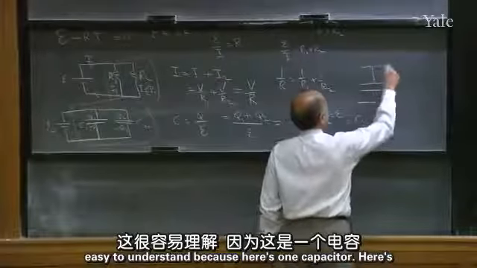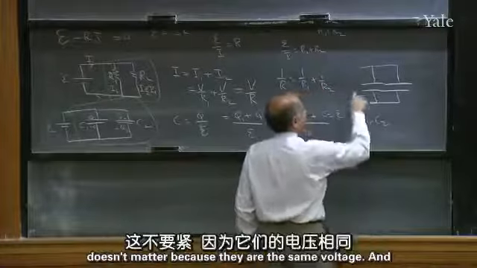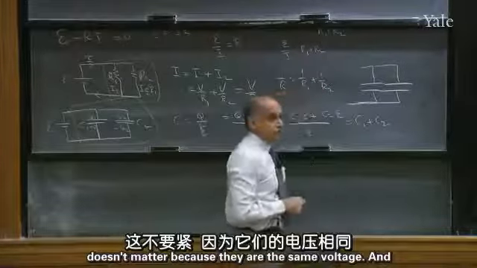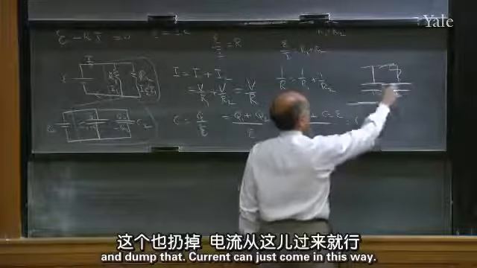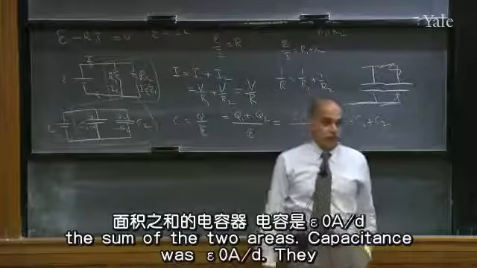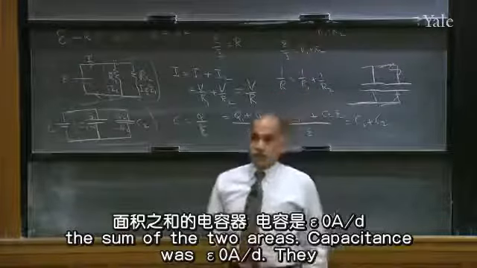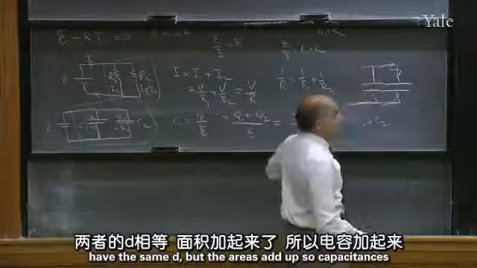In fact, here's another guy. Let me just glue those plates together. It doesn't matter because they're at the same voltage. And you don't need these two wires. You can just dump that and dump that. Current can just come in this way. You've got a single capacitor with the area equal to sum of the two areas. Capacitance was epsilon 0 A over D. They have the same D, but the areas add up, so capacitances add up.